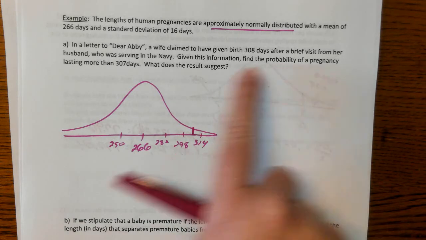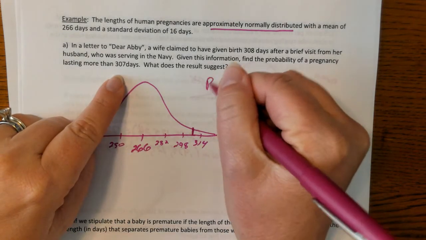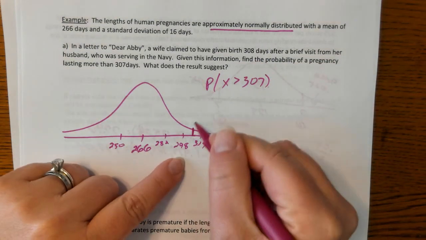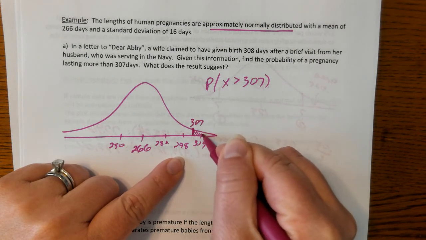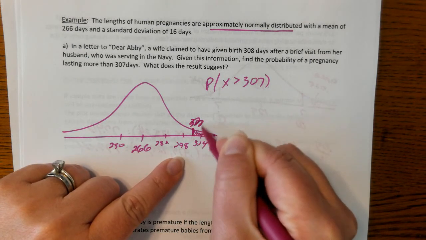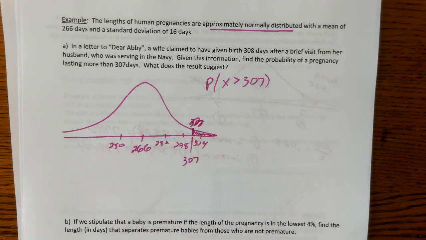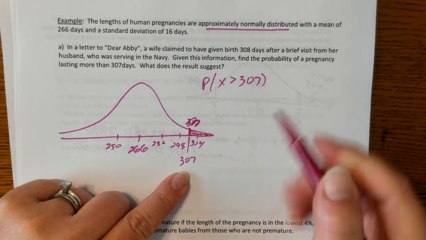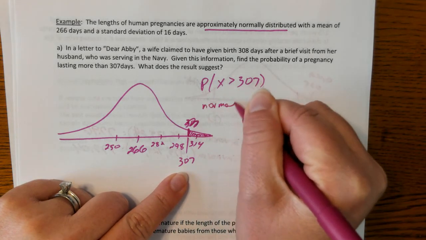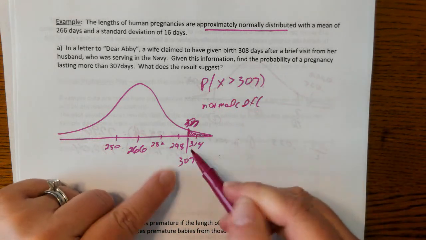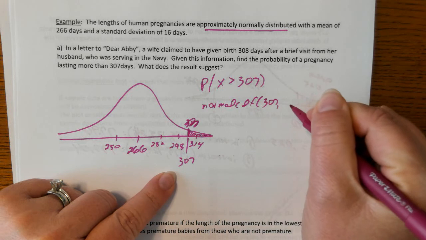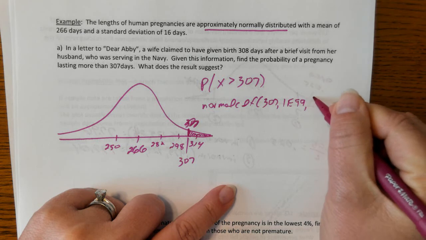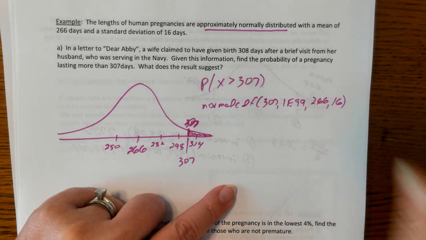Find the probability of a pregnancy lasting more than 307. So they are asking for the probability that X is greater than 307. So if we put this cutoff here at 307, what is the probability that we're out here? I like to put my cutoffs below. Well, we know the cutoff. It's the area that we're looking for to represent the probability. So we are going to choose normal CDF. Our lower bound is 307. Our upper bound is infinity, but we don't have an infinity button, so 1E99. The mean was 266. Standard deviation is 16.